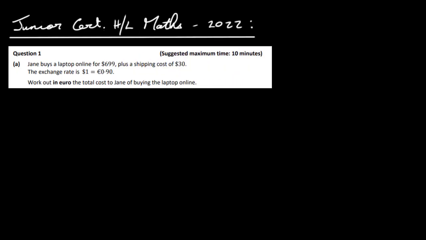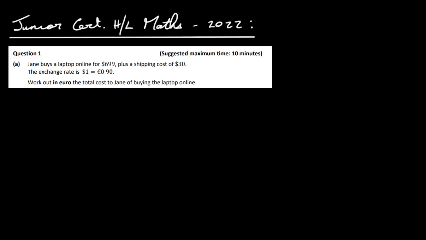Okay, so this is the Junior Cert Higher Level Maths paper for 2022, and we're just going to have a look at question 1. So Jane buys a laptop online for $699 plus shipping cost of $30. The exchange rate is $1 is equal to 0.9 of a euro. Work out in euro the total cost to Jane of buying the laptop online.